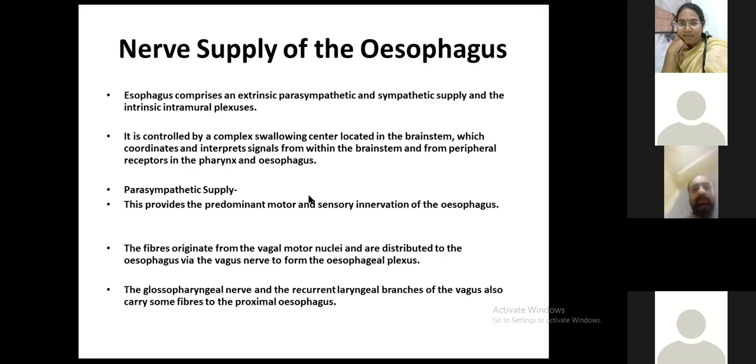The parasympathetic supply provides the predominant motor and sensory innervation to the esophagus. It originates from the vagal motor nuclei and is distributed to the esophagus through the vagus nerve to form an esophageal plexus surrounding it. In the upper cervical esophagus, it is mainly through the glossopharyngeal as well as the recurrent laryngeal branch of the vagus nerve that the esophagus is innervated.